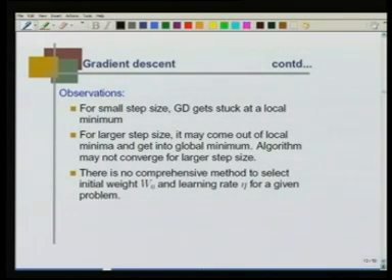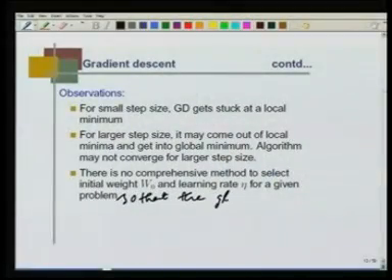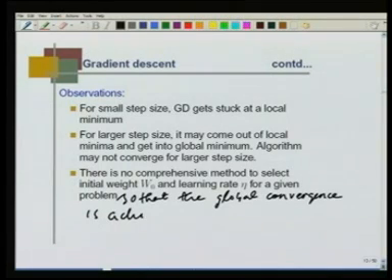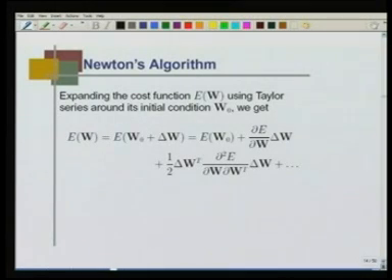The algorithm may not converge for larger step size as well. There is no comprehensive method to select the initial weight W naught and the learning rate eta for a given problem, so that global convergence is achieved. Okay. So, that is about gradient descent.